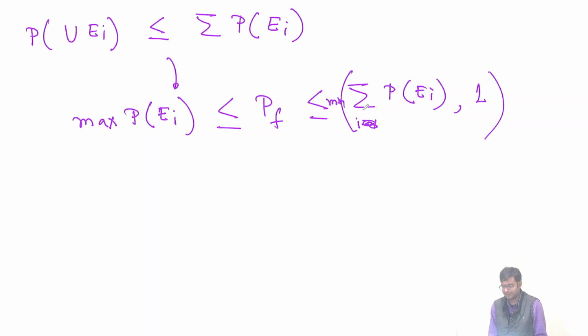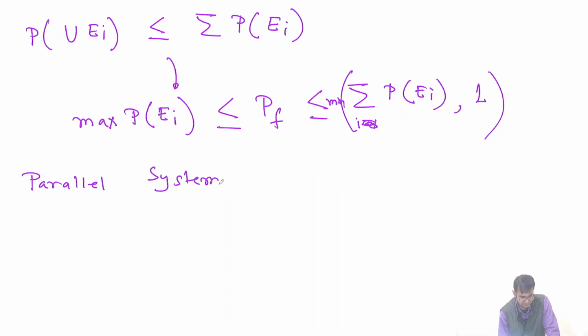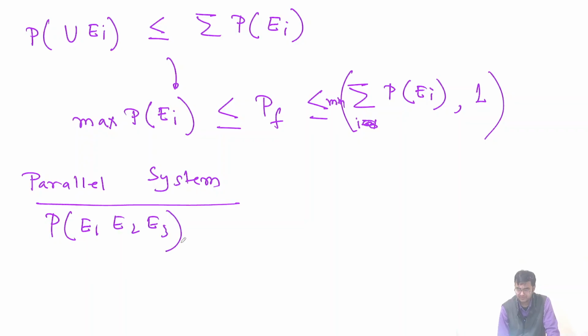Okay. So this is for series. Now let us do for parallel. Parallel system. In a parallel system, the same problem: I want to find out probability of E1 intersection E2 intersection E3. This is what I want to find out, right? So how will I find it out? This is intersection. How will I find it out?